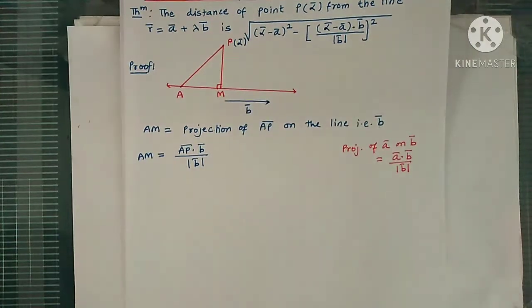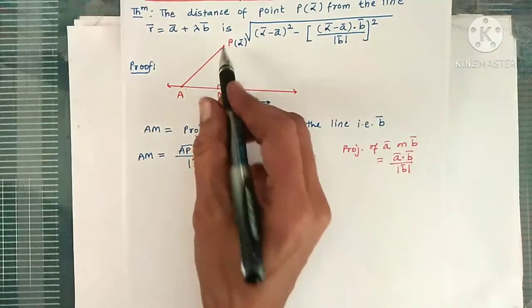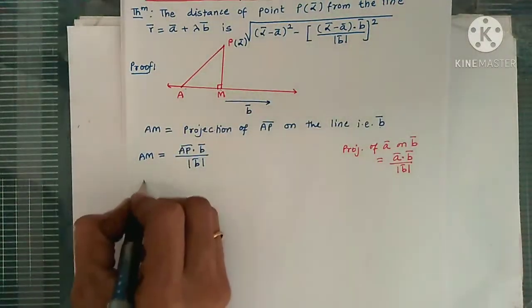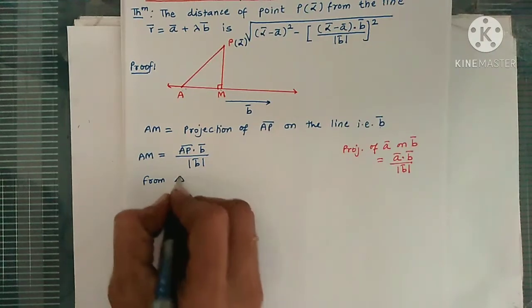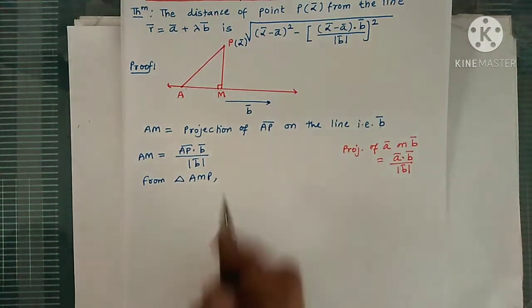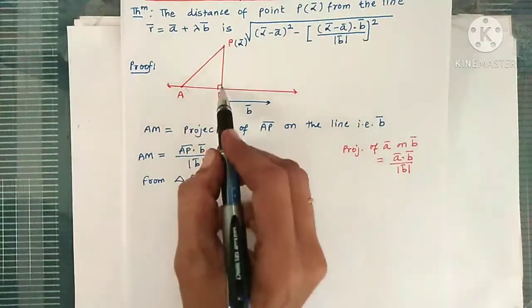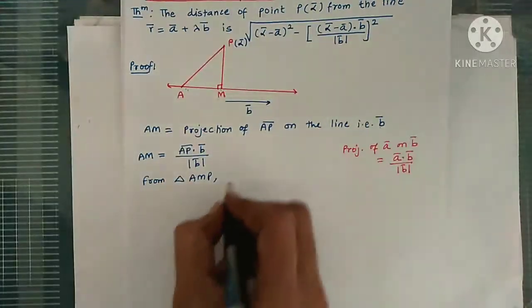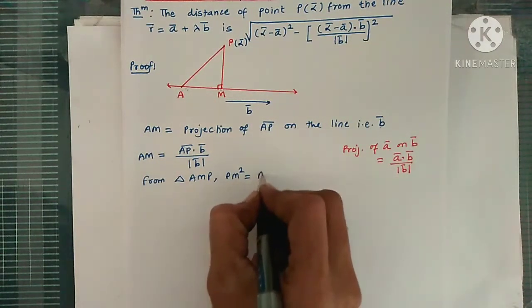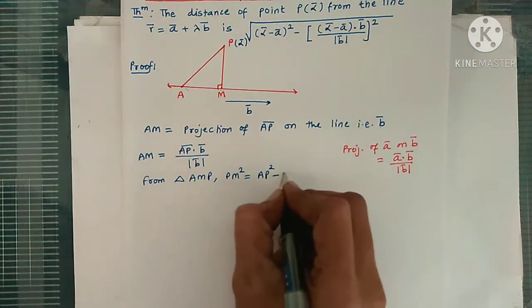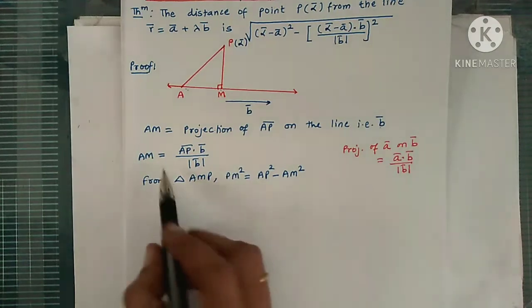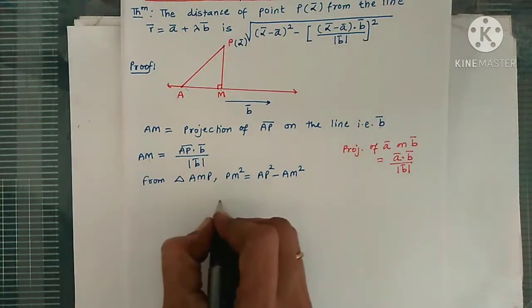If we consider AM and PM, those are two sides of this right angle triangle AMP. So from triangle AMP, using Pythagoras theorem, we have AM square plus PM square is equal to AP square. As we have to find PM, PM square is equal to AP square, the hypotenuse square, minus the side square, AP square minus AM square. Now we have AM here, so let's substitute that.